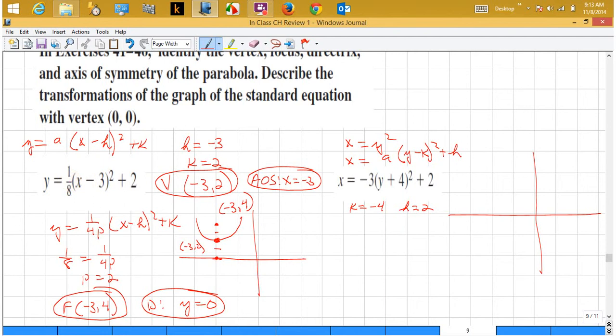And let's go ahead and find the focus and stuff. So I know I can go ahead and put my vertex at 2. So the vertex is going to be at 2, negative 4, right? The h value is the x. So let's go 2, negative 4.